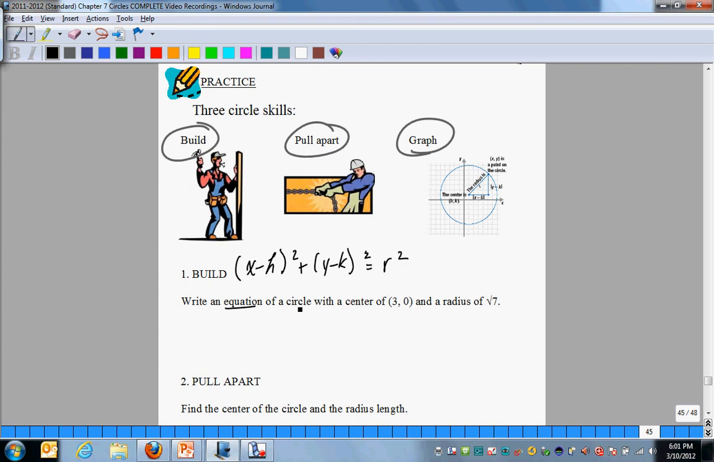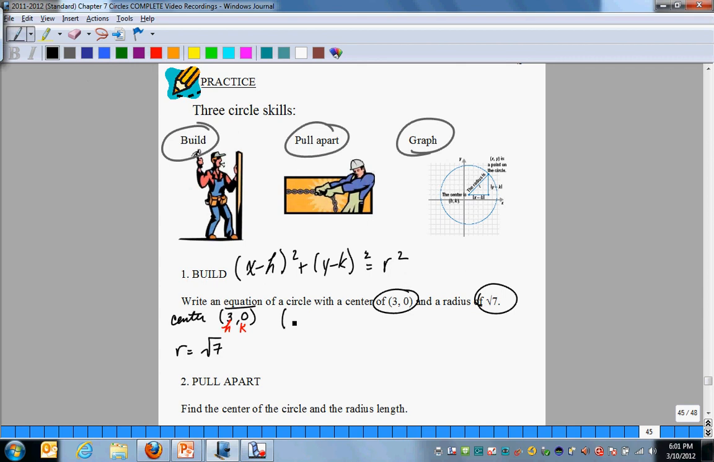We want to write an equation of a circle which has a center 3, 0 and a radius of root 7. So our center is 3, 0 and our radius is root 7. Remember, our center is technically our h and our k.